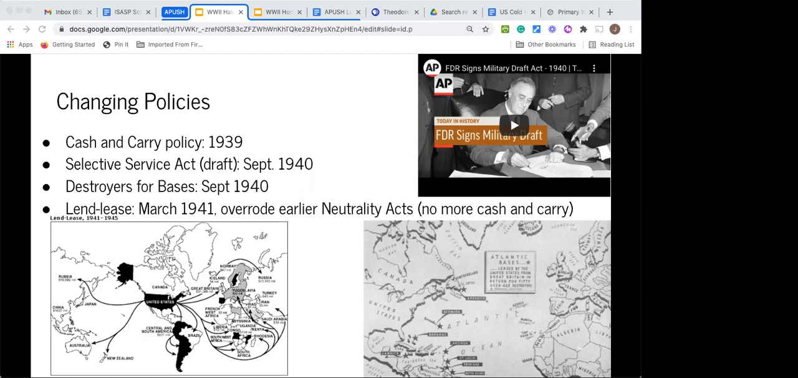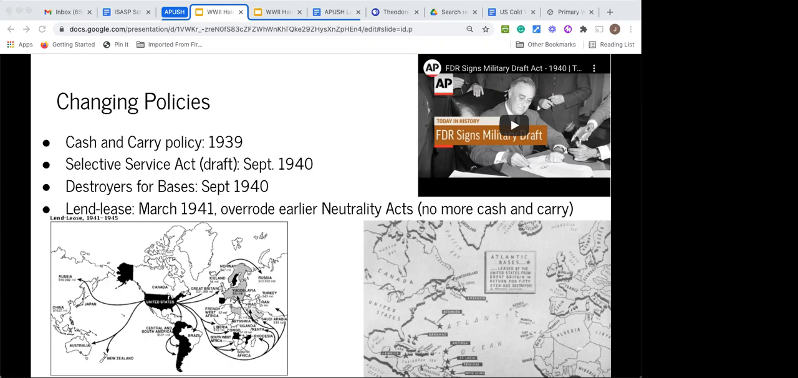But the catch is you had to move the items using your own ships. And the United States had to be paid immediately in cash, and you would assume all the risk with the transportation. So this cash and carry, come over to the United States, load up your ships, good luck, right? Basically it favored Great Britain and France, because they were the only ones that could control the sea and get across the Atlantic Ocean at the time.